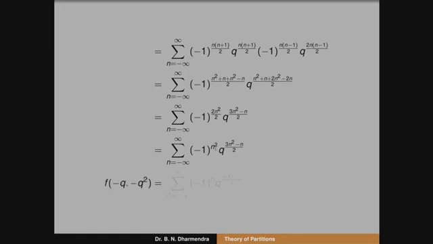So therefore f of minus q square is equal to summation n running from minus infinity to plus infinity, minus 1 to the power of n into q to the power of n into 3n minus 1 by 2. And here n square and here n both represent the same sign, in terms of minus 1 to the power of something. So that's why it can be written like this.